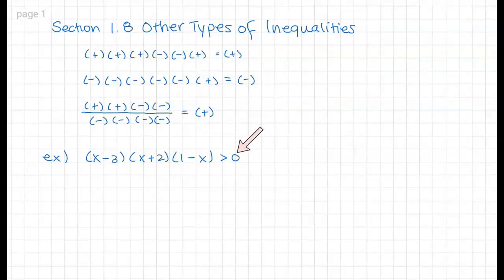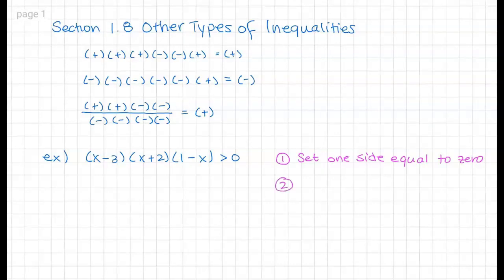We're looking for when it's greater than 0, that would be positive. If it was less than 0, we'd be looking for when it's negative. So the key is we want that side to equal 0. So the first thing you should always do, if it's not already done, is set one side equal to 0. That way you can compare to 0 and look at positive or negative.